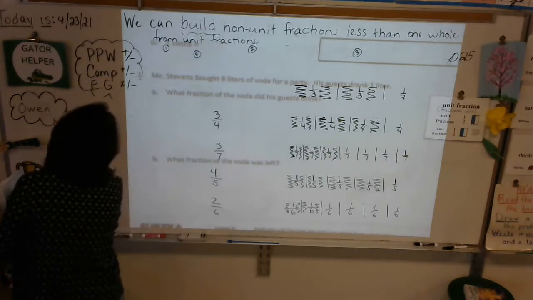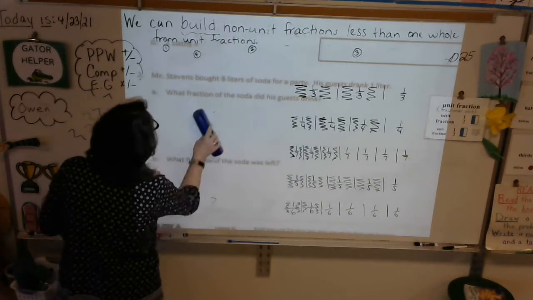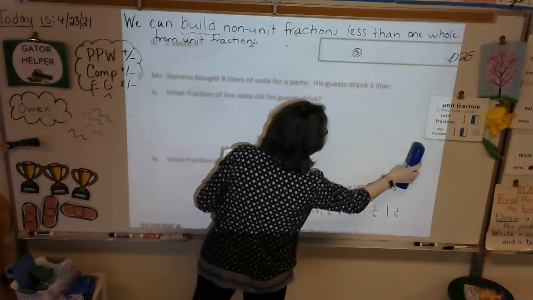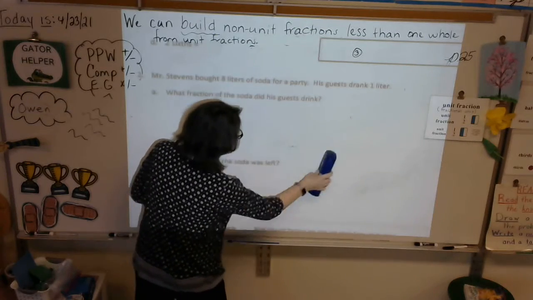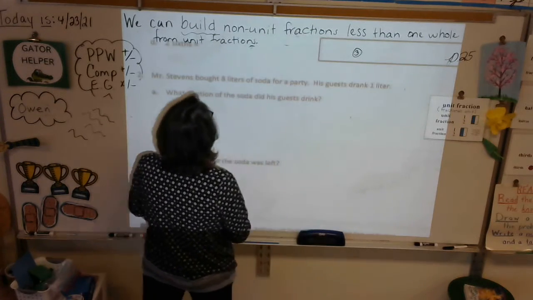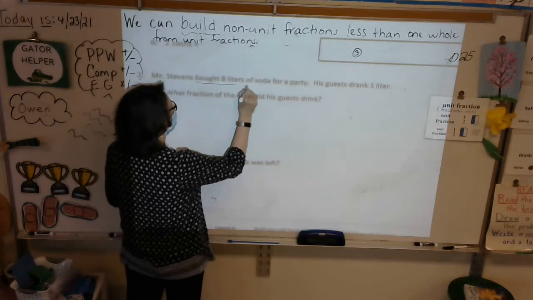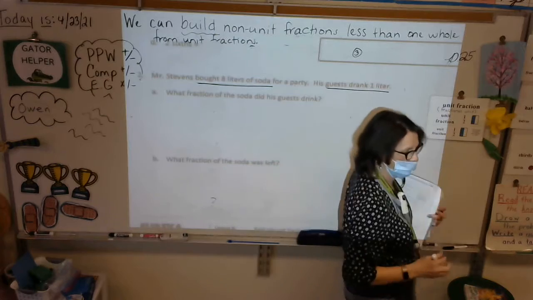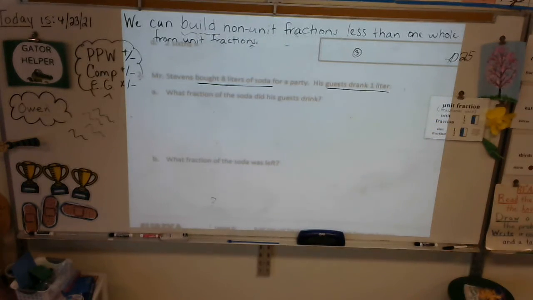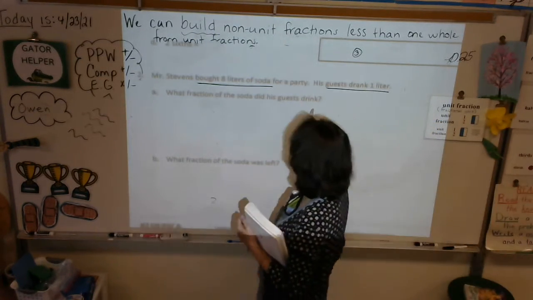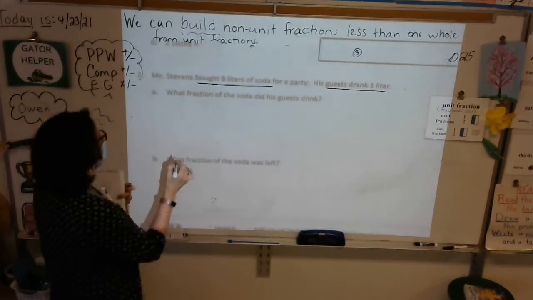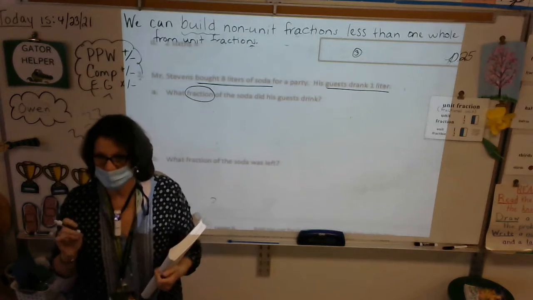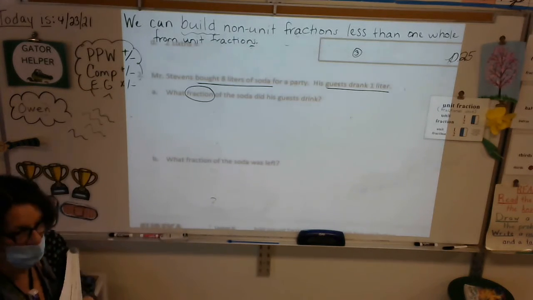All right, the problem reads, Mr. Stevens bought 8 liters of soda for a party. His guests drank 1 liter. So let's underline what we know. He bought 8 liters of soda, and his guests drank 1 liter. And what do we have to figure out? What fraction of the soda did his guests drink? So we have to make sure our answer is in the form of a fraction. Go ahead and circle that. We want to make sure our answer is in the form of a fraction.